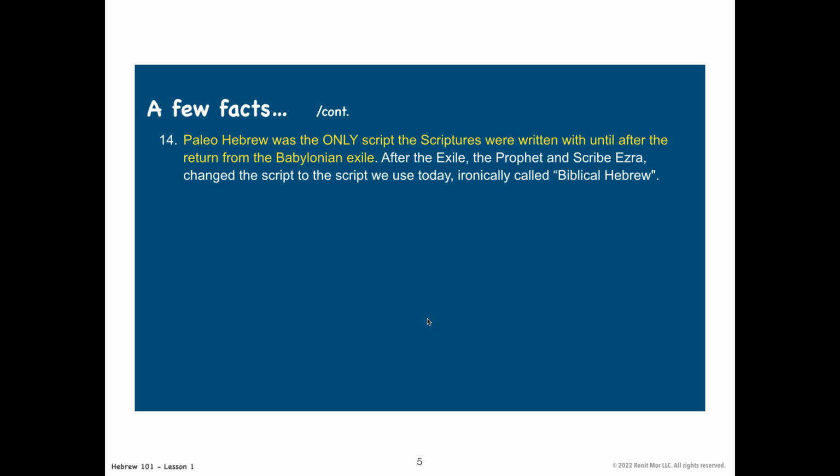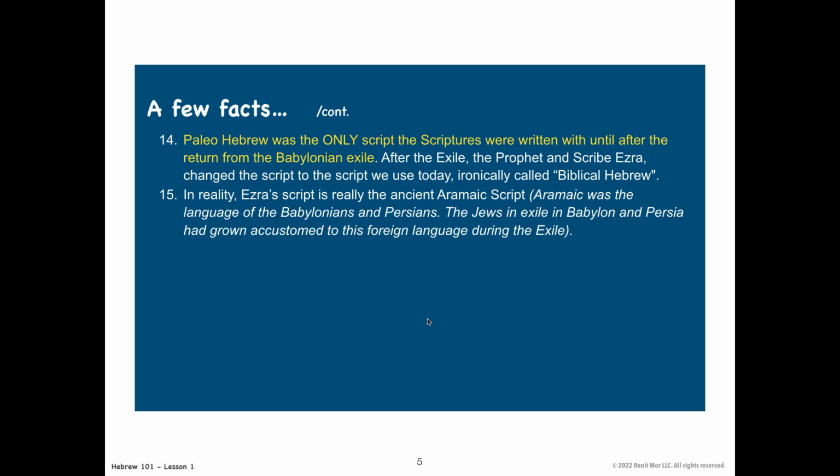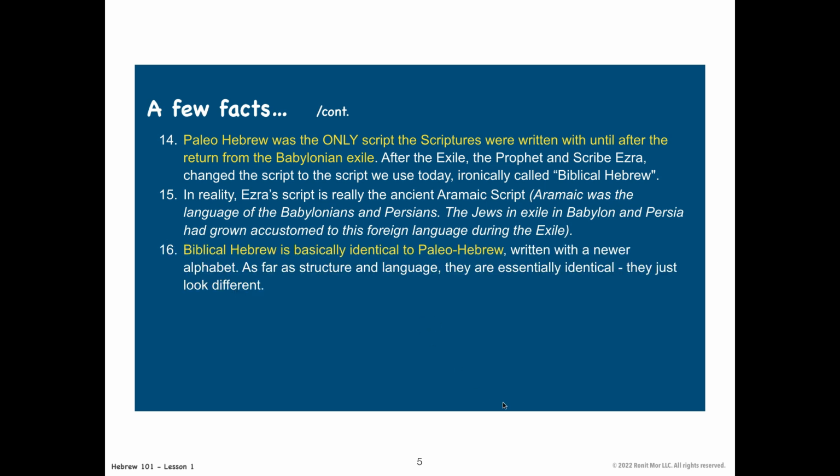After the exile, the prophet and scribe Ezra changed the script to the script we use today, ironically called Biblical Hebrew. In reality, Ezra's script is really the ancient Aramaic script. Aramaic was the language of the Babylonians and Persians. The Jews in exile in Babylon and Persia had grown accustomed to this foreign language during the exile.